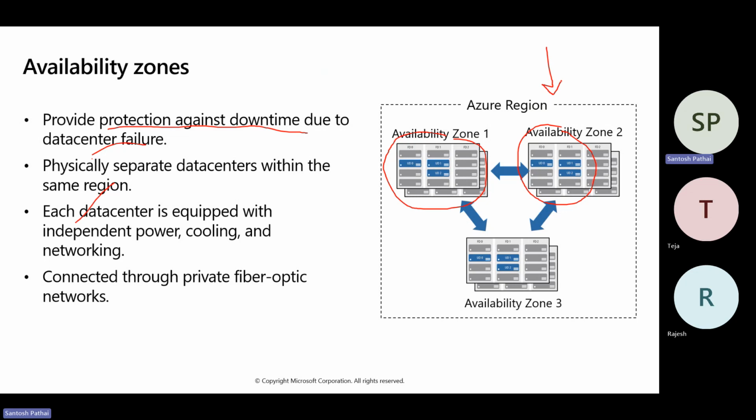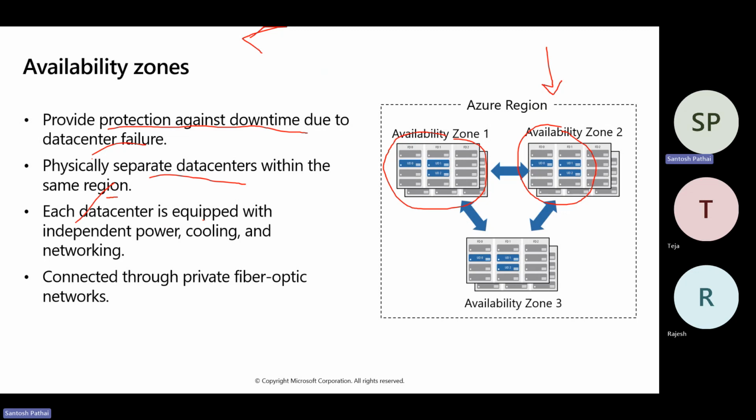Let's say power failed in that data center or any mishap happened, like a burst in electricity. Another data center will be a minimum of 500 meters away, 500 meters to 5 kilometers away. It will be in the same region, but the physical location will be different. So we have physically separate data centers within the same region.